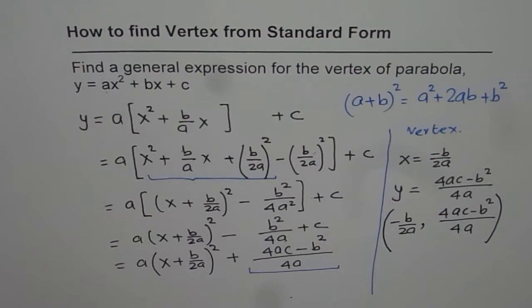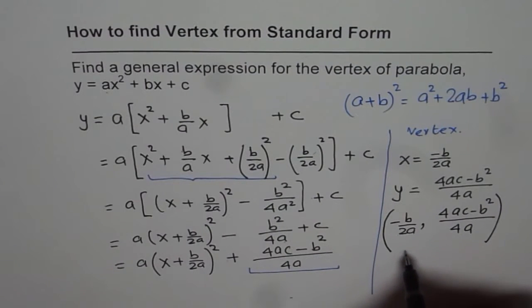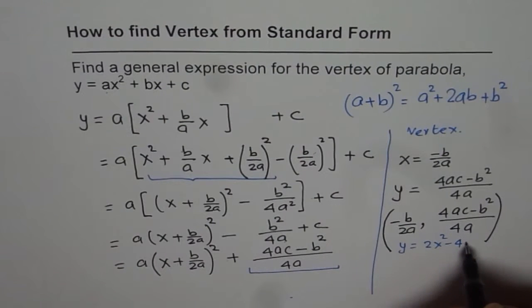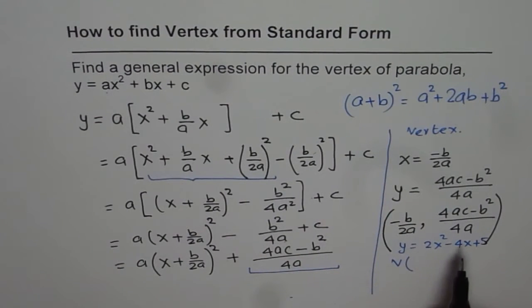So if you are given an equation, for example, y equals 2x squared minus 4x plus 5, then what is going to be the vertex? The vertex for this will be minus b, so minus of minus 4 becomes 4, divided by 2a. So 2 times 2 is 4. So it will be 1. So that will be the x value. And the y value, you can place the x value of 1 here and calculate y.